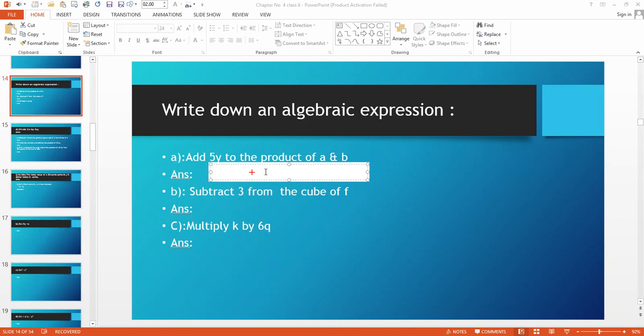They are saying add 5y to the product of A and B. What is the meaning of product? Product means to multiply. So you have to multiply A into B and add 5y. It depends upon you: either in the first place you write AB plus 5y, or you can write 5y plus AB. Both are the same thing. These are the two methods. Clear? Now we move towards the next one.